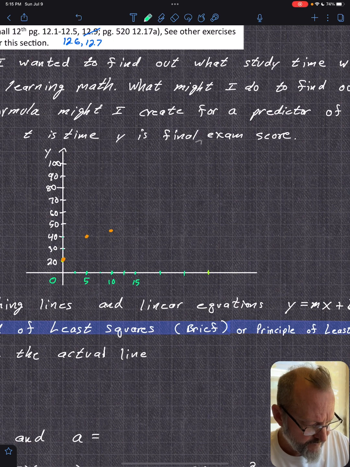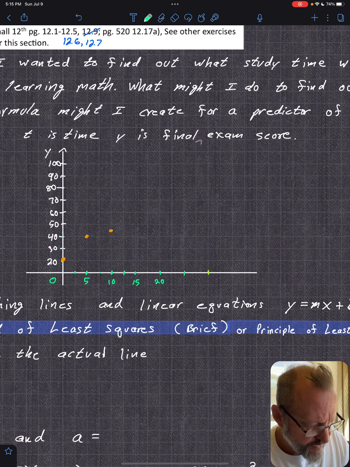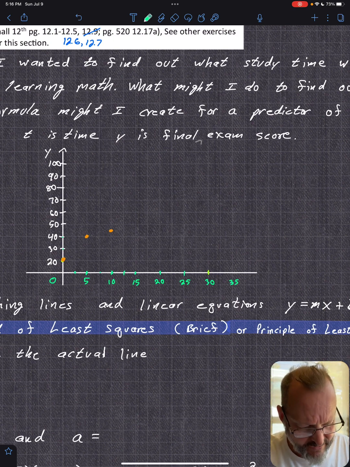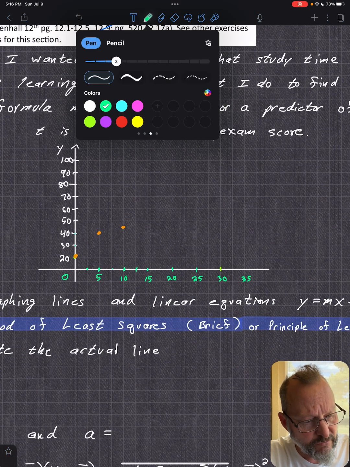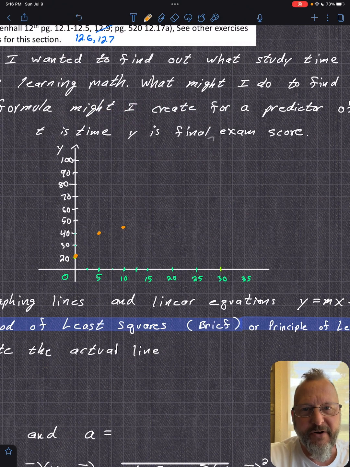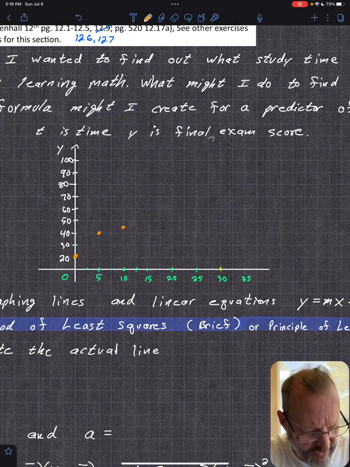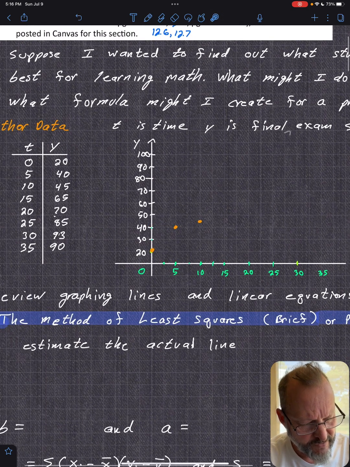So 5, 10, 15, 20, 25, 30, and 35. 35 was the maximum hours. Yes, this will match what I plotted on the computer better. Anyway, 5 was 40, right? So 5 was 40. Let's bring those over.